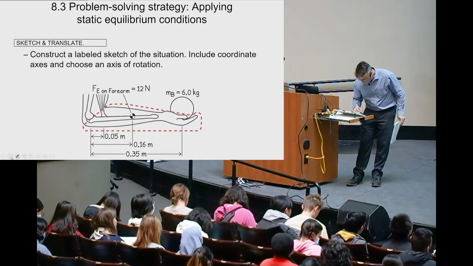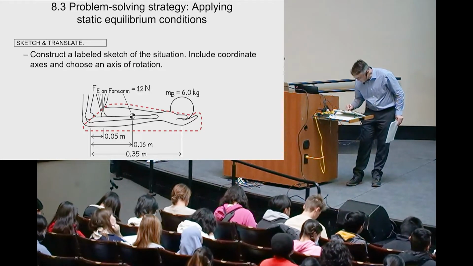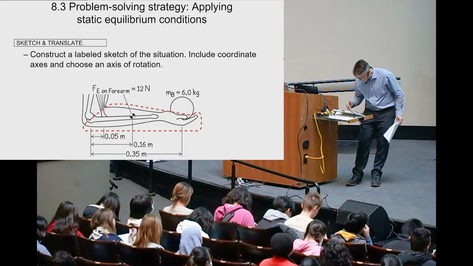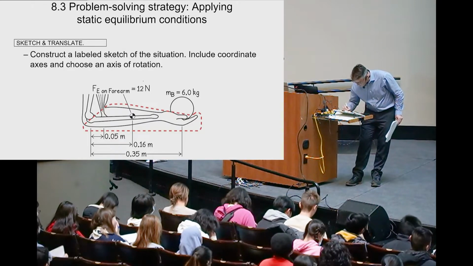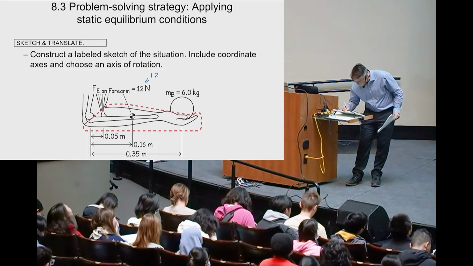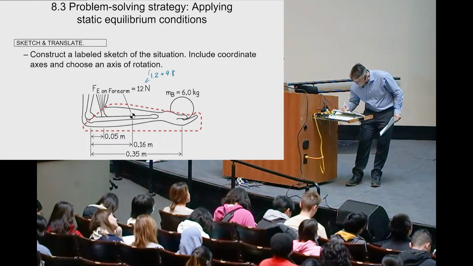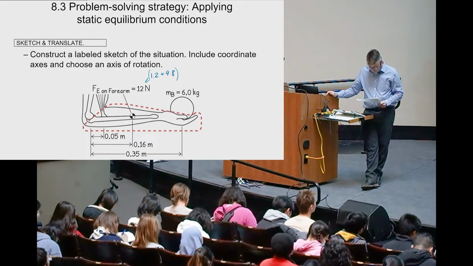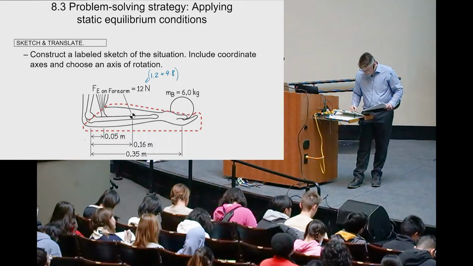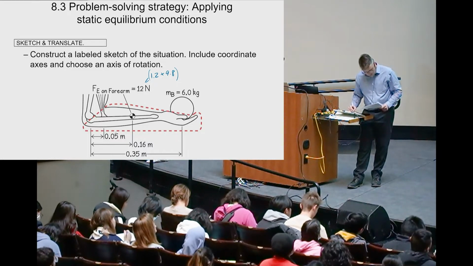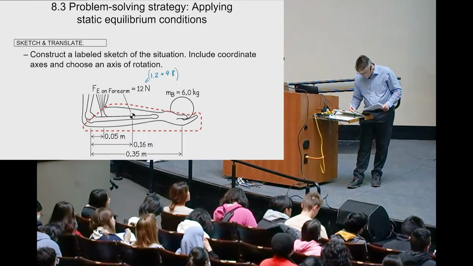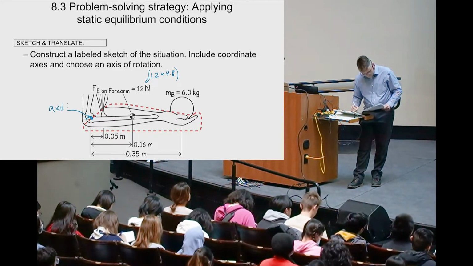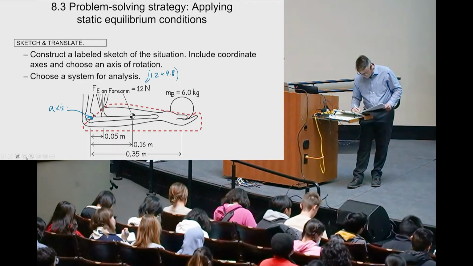So if you wanted to do all the 4 steps, the sketch and translate is exactly what I just did, except these are now converted into SI units. Meters can be a little better. This 12 newtons is actually just 1.2 times 9.8. That's the mass of the forearm. You include the axis of rotation, which we didn't really do, but let's put it right here. Axis. Okay.